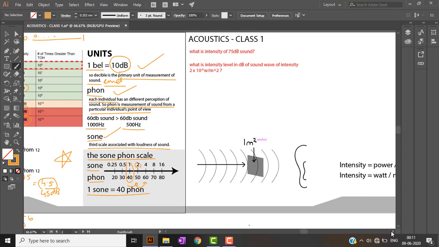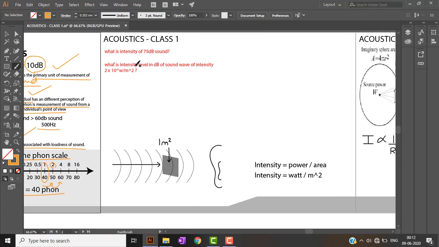So here I have some questions. What is the intensity of a 75 dB sound?